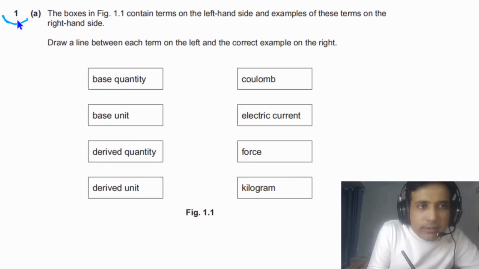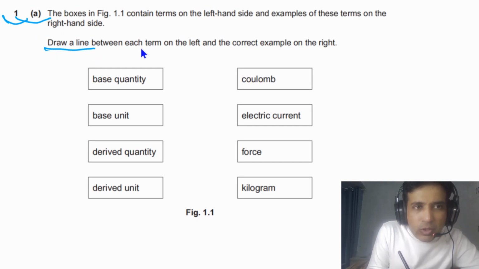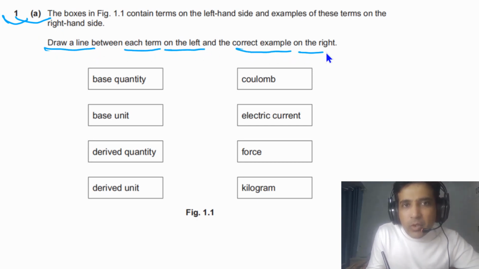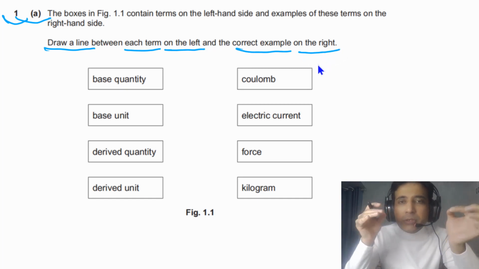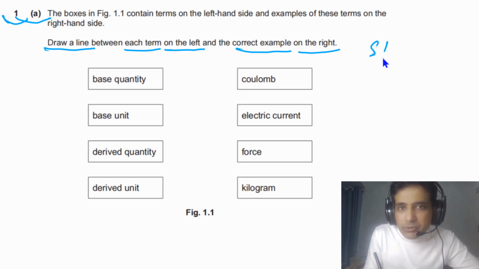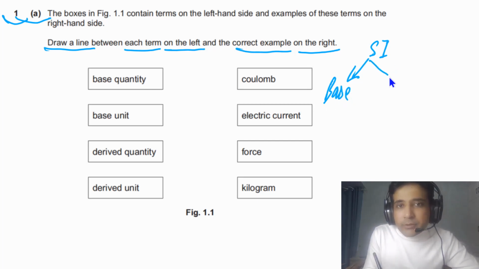For question number 1, part A, we need to draw a line between each term on the left and a correct example on the right. And this question is simply about the System International, meaning simply about SI. In System International, we have base quantities and units. Also, we have derived quantities and units.